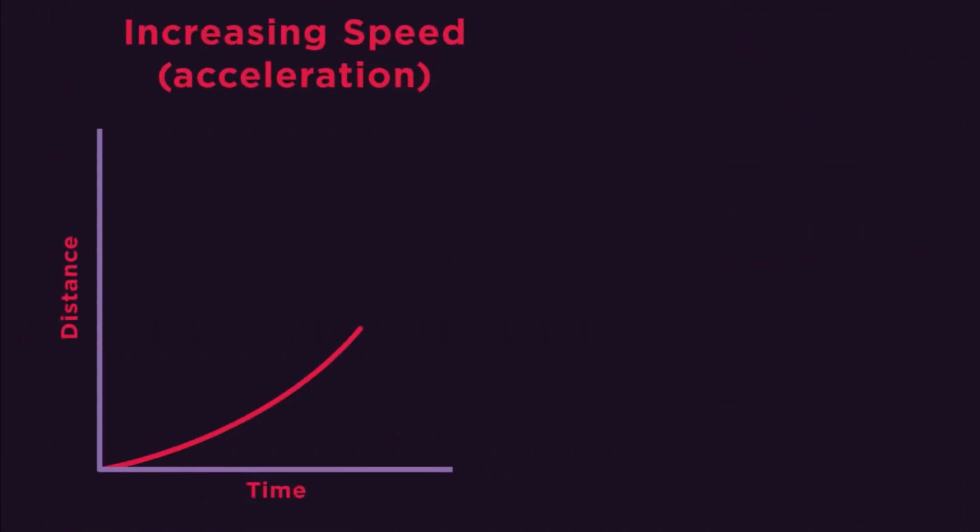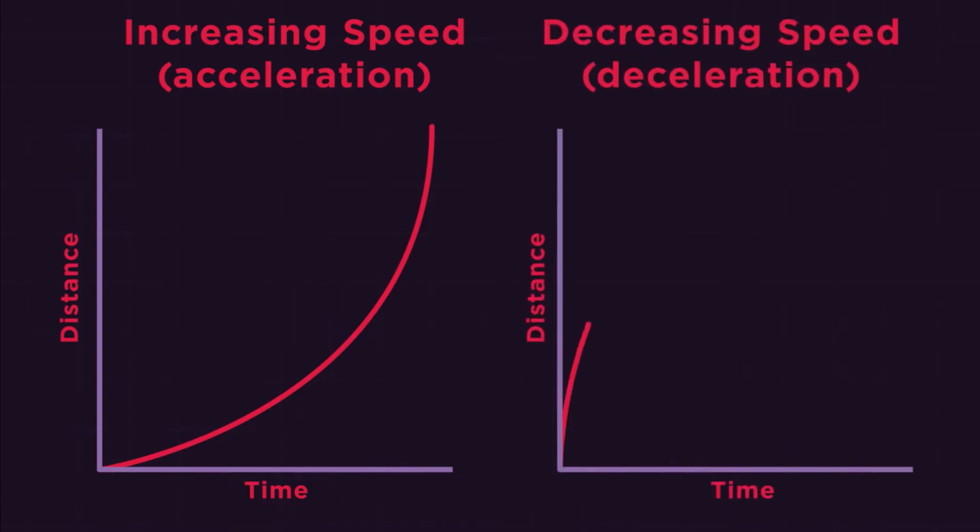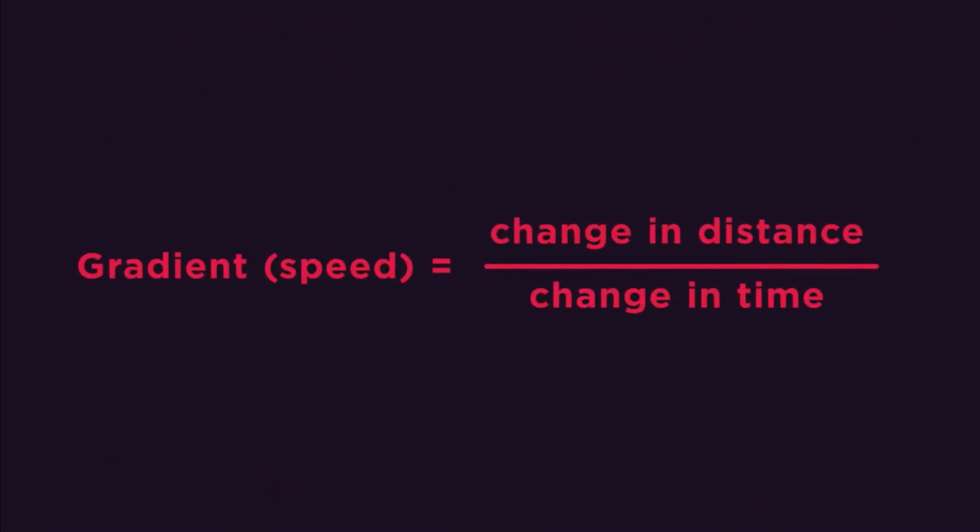If a line is curved upwards on a graph, it's showing a change in speed, an acceleration. If the curve is flattening off, this also shows a change in speed, a deceleration. So there you have it. To find speed, using a distance time graph, work out the value of the gradient by dividing the change in distance by the change in time.